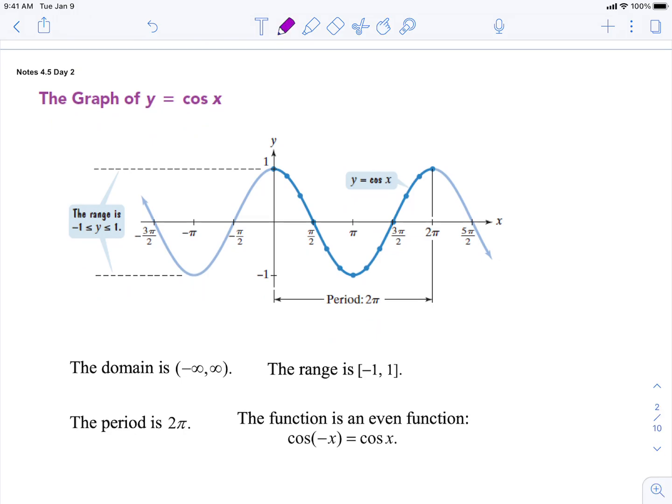Here is the cosine function and its parent, the domain, the range, the period, and that's an even function. And then here is one revolution.